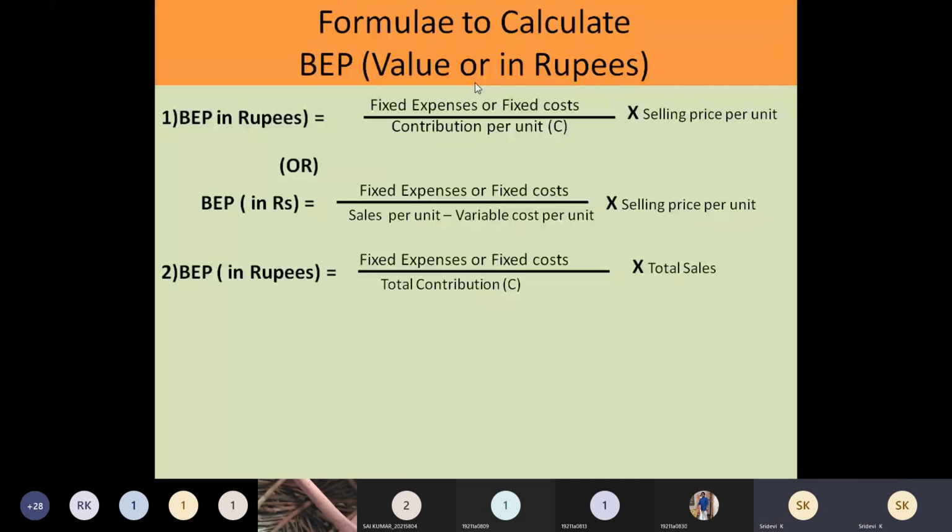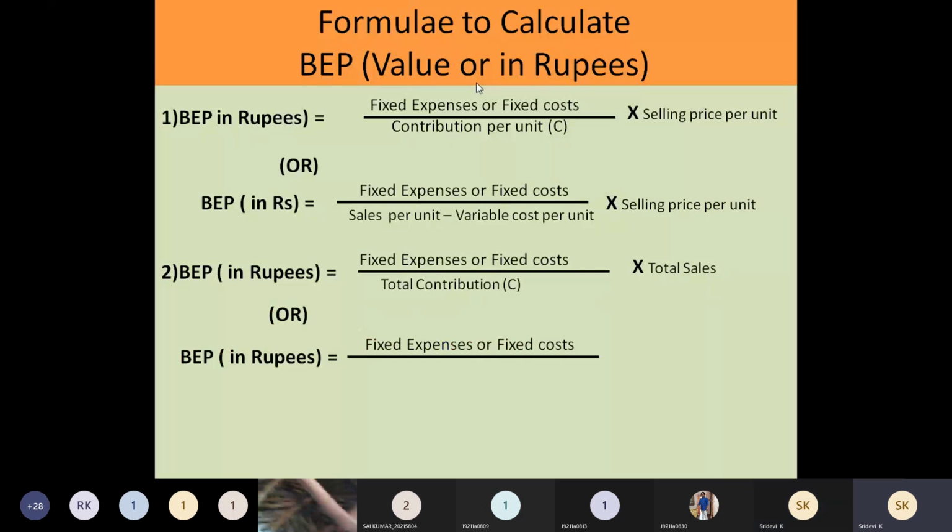So total contribution is equal to total sales minus total variable cost. This you can replace here, or fixed costs by total contribution. Instead of total contribution, total sales minus total variable cost, multiplied by total sales. So this is how you can calculate BEP in rupees.